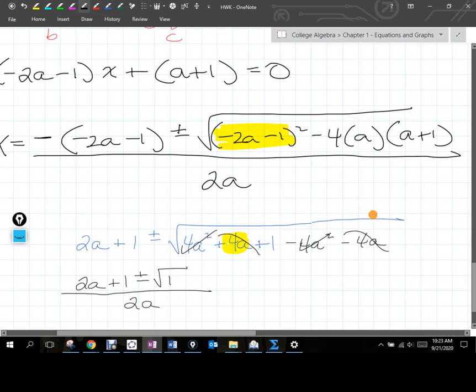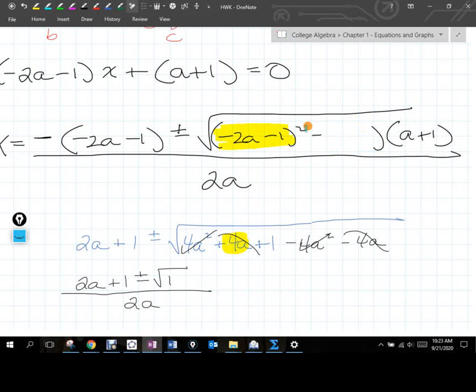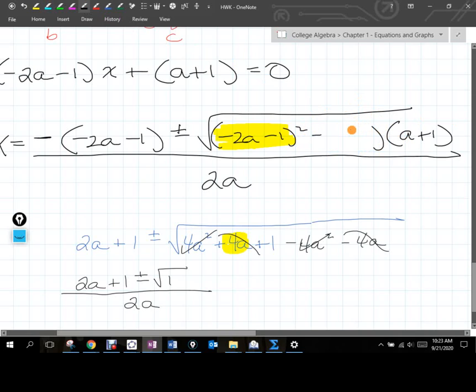Say again? So what I did is, because of my associative property, I took those two together first. So I'm going to rewrite that as negative 4a. So kind of like that. And then you got to distribute to the a and then to the 1.